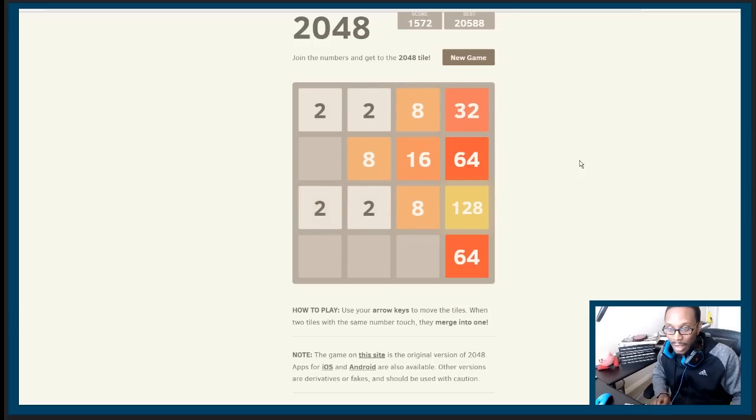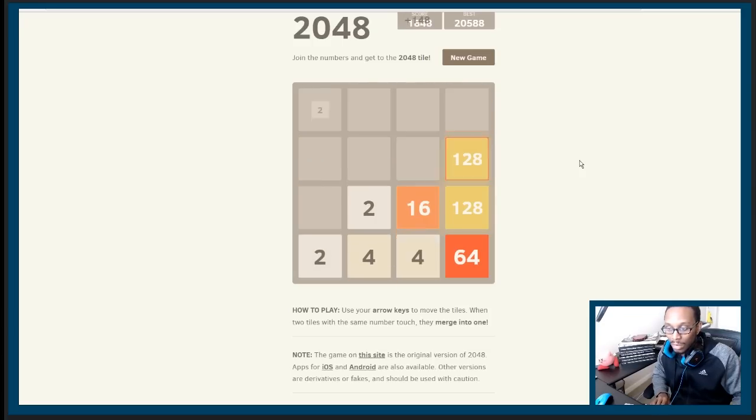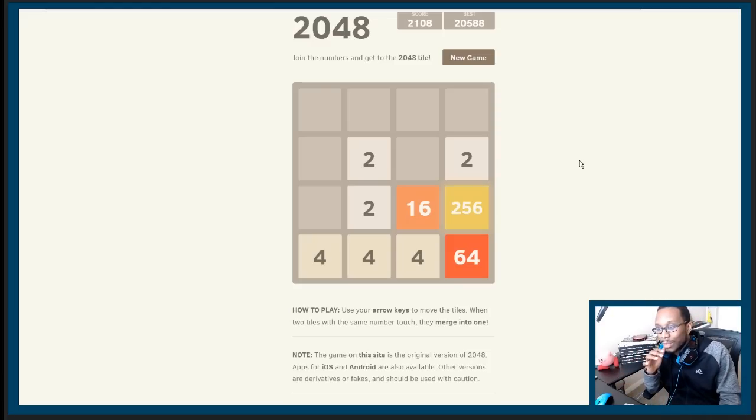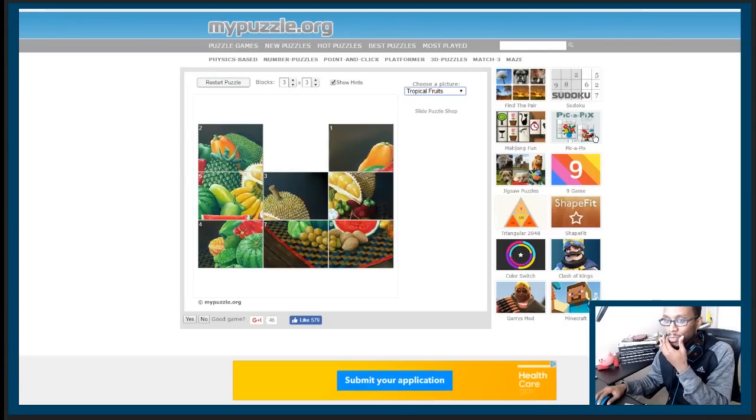2, 4, 8, 16, 32, 64, 128. So that's kind of what's interesting about the game. But if we compare this to other games like this sliding block puzzle game, this is a game where it's not nearly as dynamic as 2048.